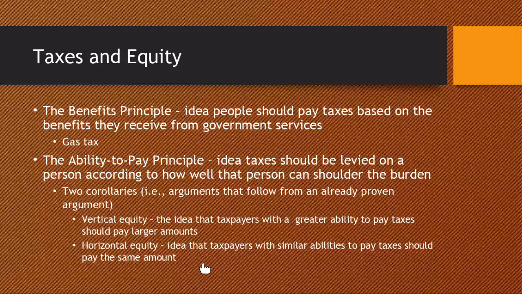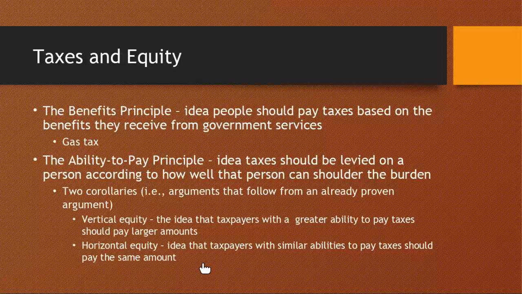So that seems reasonable and fair, right? Everyone at the same level should pay about the same amount, and people at higher levels should pay more. That's simply put the ability to pay principle. We can evaluate vertical equity something like this.